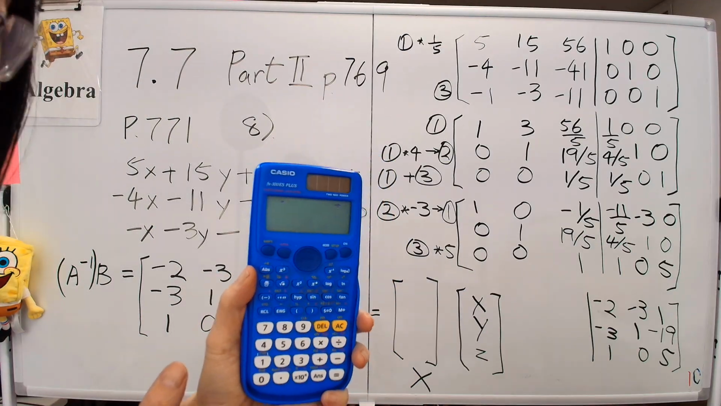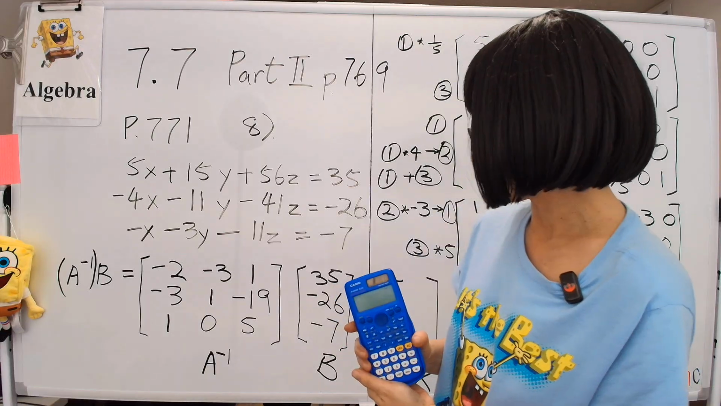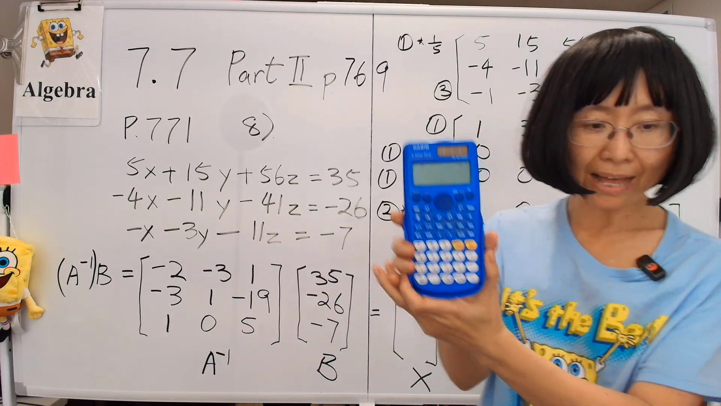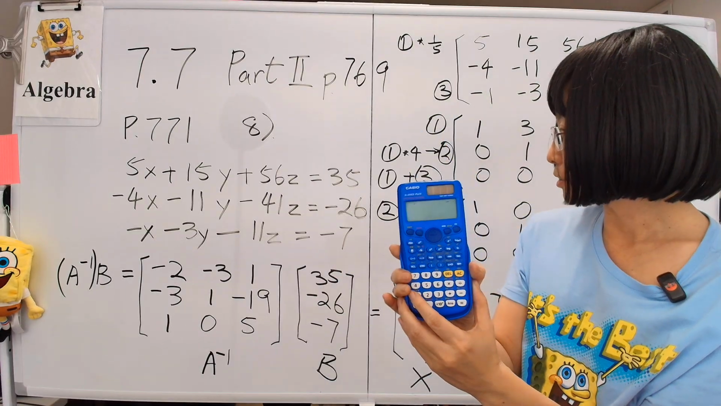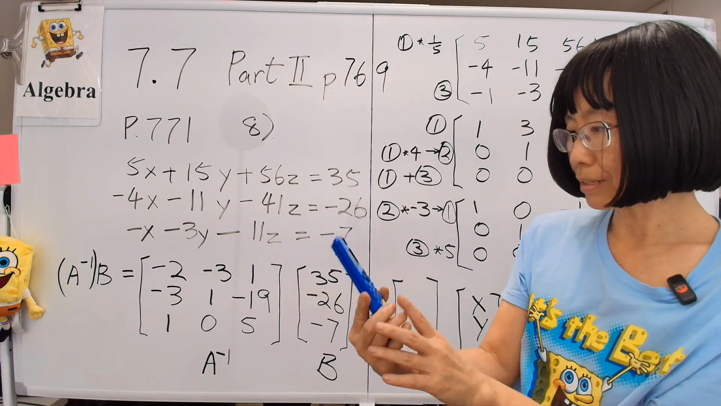I think if I hold it this way, my calculator might be blocking the view. So we'll do it maybe on this side. Is that better? Yeah, I guess a little bit better. So that's what I'm going to be doing. I'll turn on my calculator.